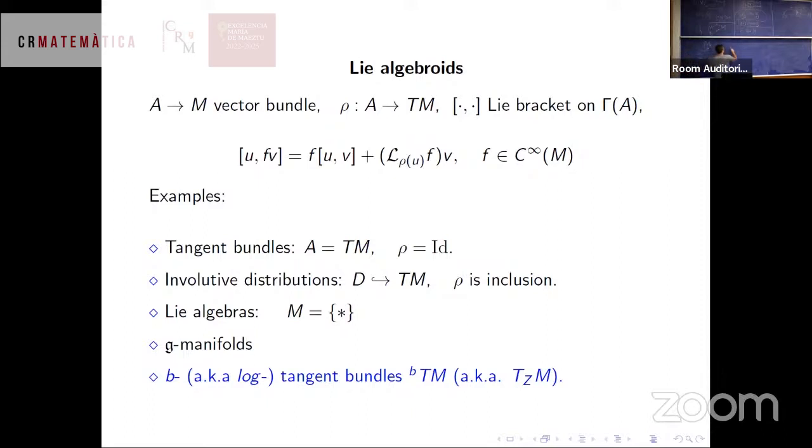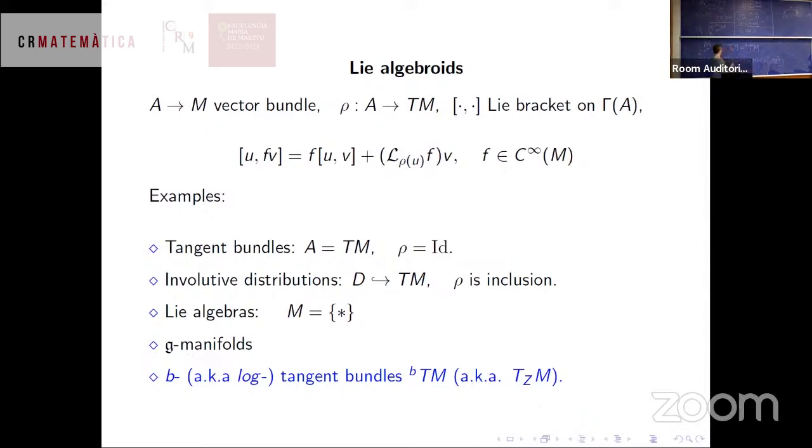Then this vector bundle, which is also denoted in Jonathan's talk like this, is defined by the property that its sheaf of sections is exactly the vector fields on M which are tangent to this hypersurface. I think this was also in the first problem of the problem session this morning.